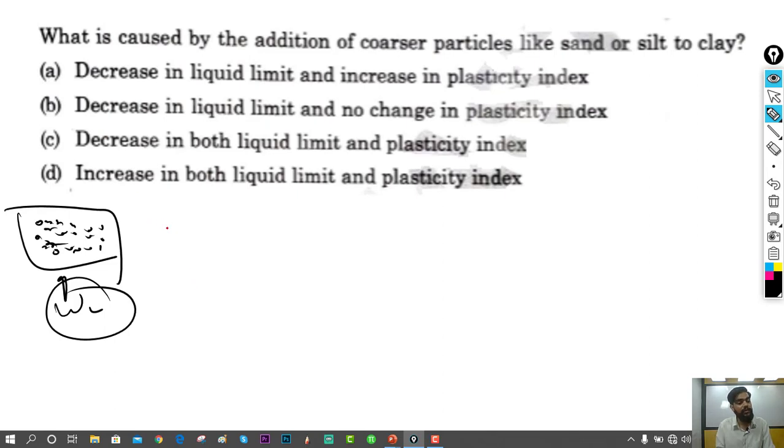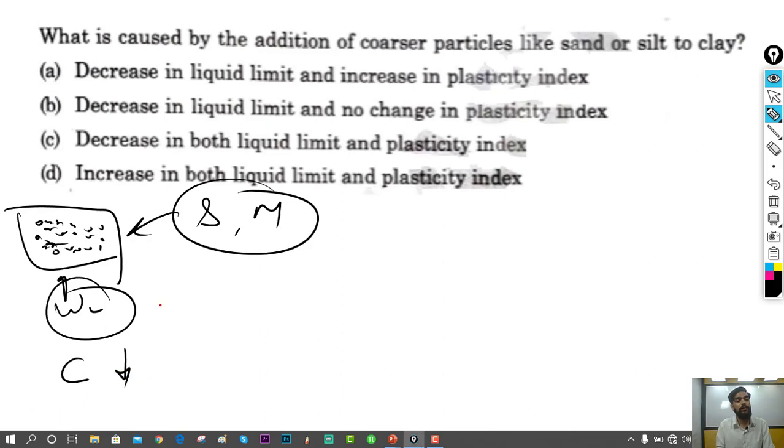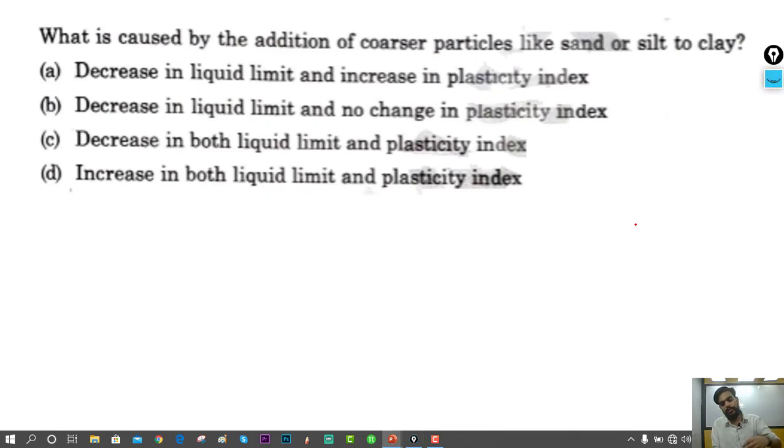So whenever we add sand and, sorry, silt particles in clayey soil, then the plasticity index or liquid limit of the clayey soil decreases. So we can say that there is a decrease in both liquid limit and plasticity index. So our option C is correct for this question. Okay. Now move to the other question.